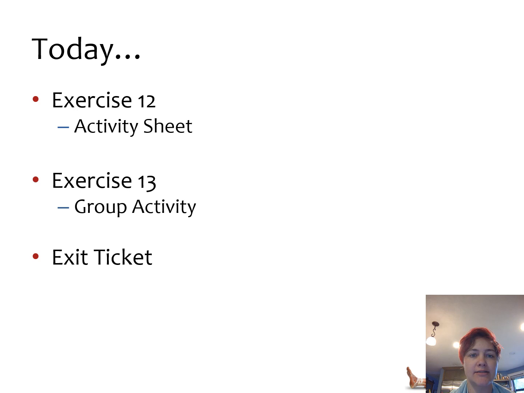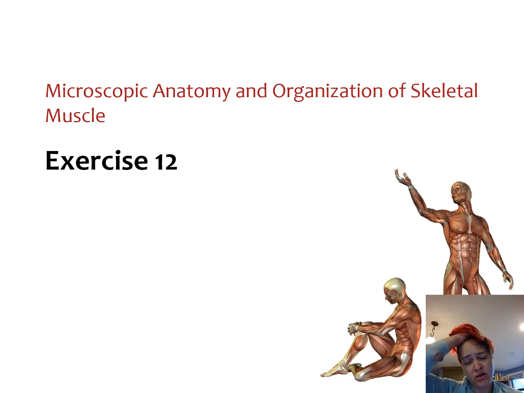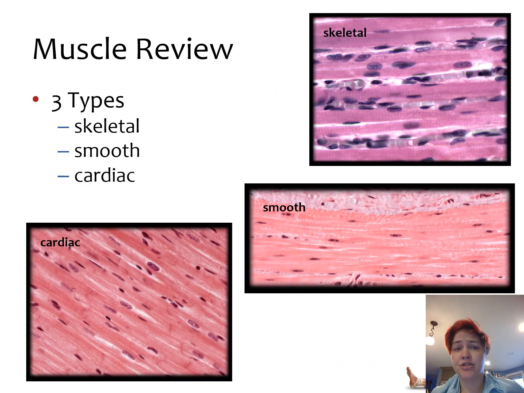Okay. This is no longer exercise 12 or exercise 13. We are in Chapter 11. Okay, so the first thing we're going to talk about is histology. So if you go back to the last unit, remember there are three types of muscle. One of those being skeletal, which you'll see up in this top corner.